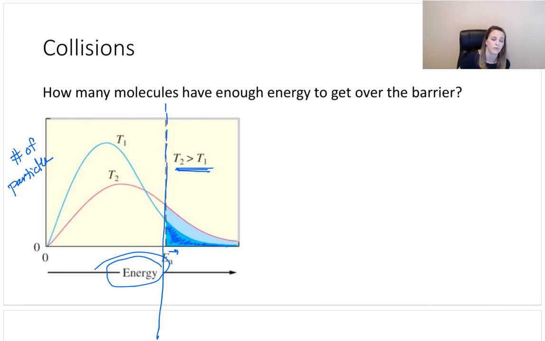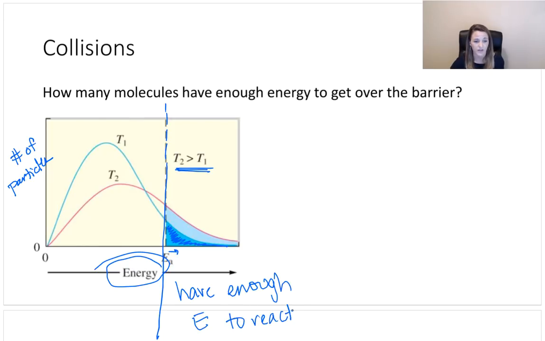Because what we can see is the molecules that are on the right side of this line, they actually have enough energy to react. These are the ones that have enough energy to react. Their kinetic energy is high enough, meaning their velocity is high enough, so they're having enough collisions in order to move from reactant to product.